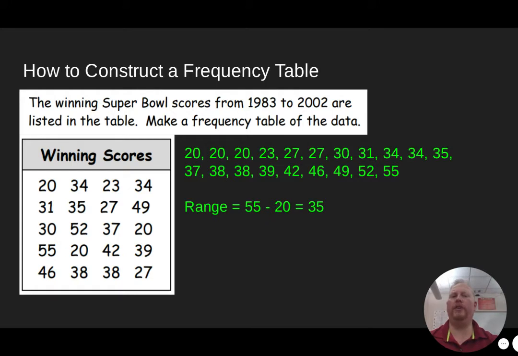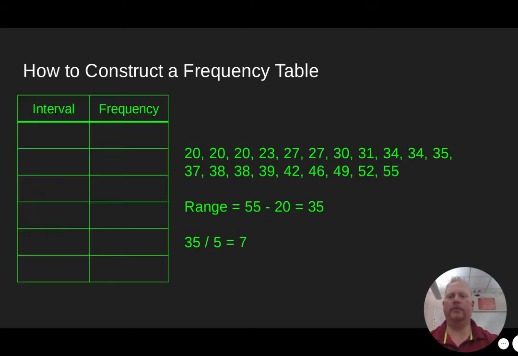Once I figure out my range, let's divide it by either 4 or 5. That's an easy number to divide by 5, so let's take that and divide by 5 and get 7. So that means each interval is going to have an interval of 7. So now let's go ahead and set up our frequency table. Our lowest value is 20, so I'm going to start with 20.